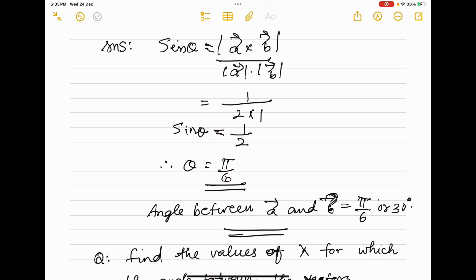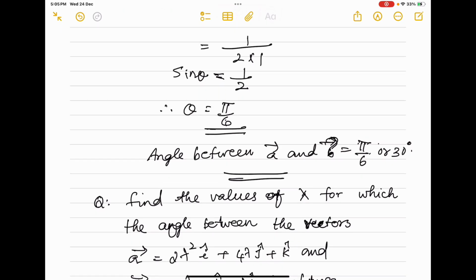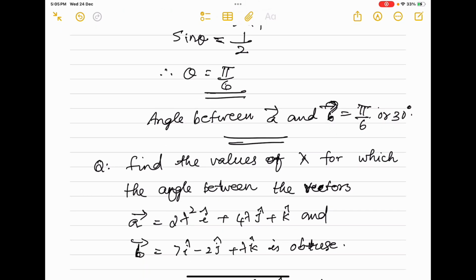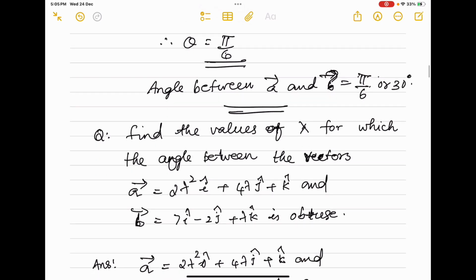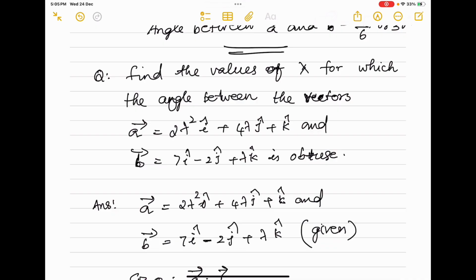Okay, then next question is find the values of lambda for which the angle between the vectors vector A equal to 2 lambda square i cap plus 4 lambda j cap plus k cap and vector B equal to 7 i cap minus 2 j cap plus lambda k cap is obtuse. Obtuse means greater than 90. Acute less than 90, obtuse greater than 90. So here angle between these two given vectors, vector A and vector B, is obtuse.